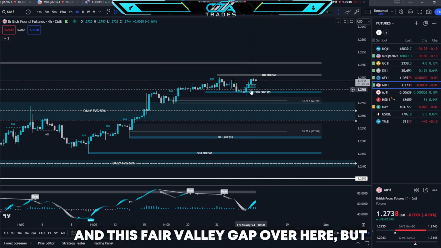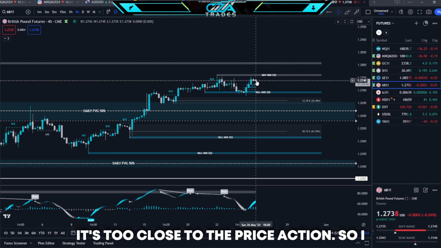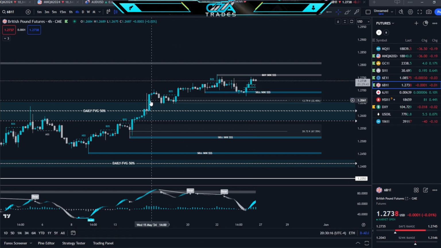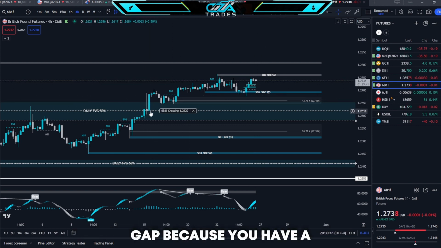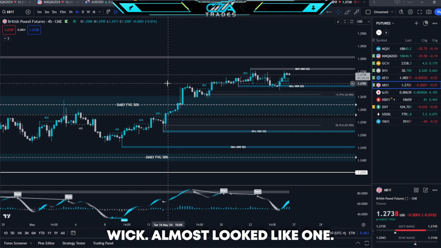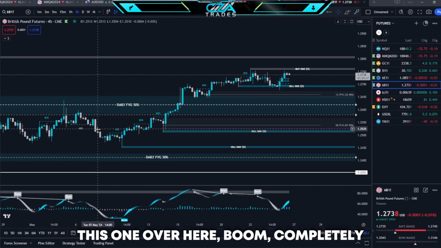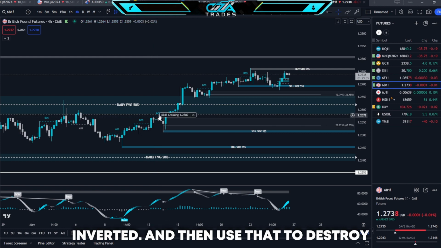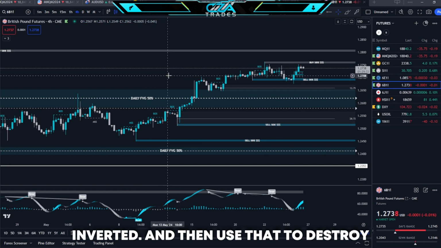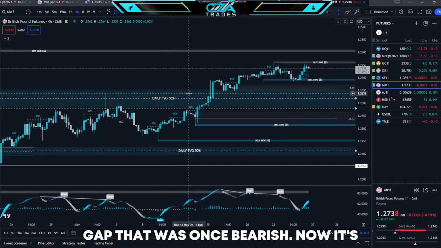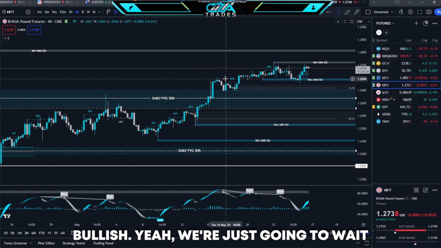And this fair value gap over here, but it's too close to the price action, so I wouldn't count on it. This fair value gap is not a fair value gap because you have a wick. Almost looked like the one. This one over here, boom. Completely inverted. And then use that to destroy this daily fair value gap that was once bearish, now it's bullish.